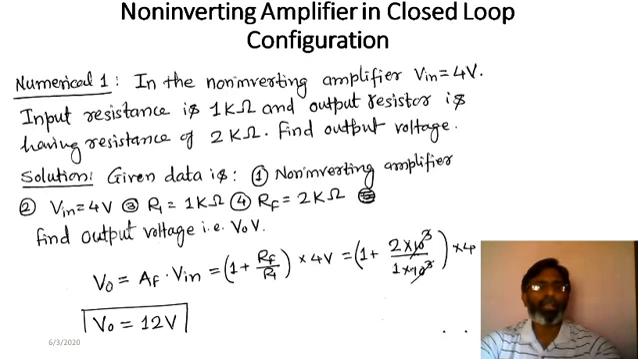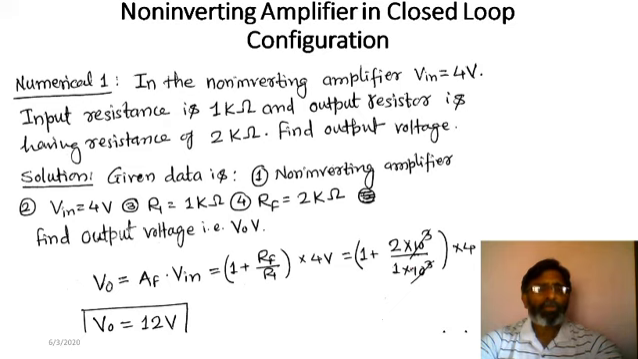Simple numerical is there. In the non-inverting amplifier, V in is 4 volt, input resistance is 1 kilo ohm, and the feedback resistor is having a resistance of 2 kilo ohm. Find out the output voltage. In this case your same formula you have to use. VO is equal to AF into V in. AF is 1 plus RF by R1, into V in.